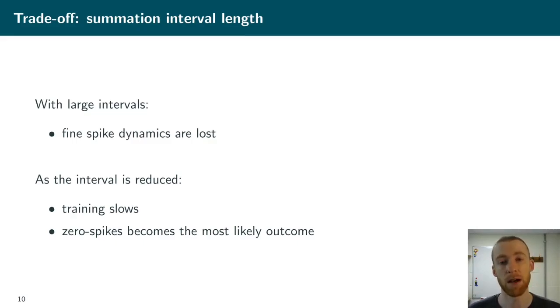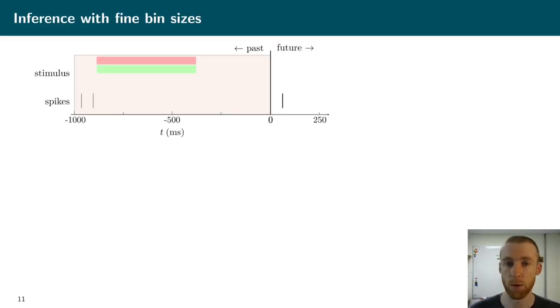And at inference time, 0 spikes can become the most likely outcome for all intervals. To illustrate this last issue, I'm going to walk through a bit of a toy example. So imagine there is an input motif that reliably triggers a single spike. And when exactly, we don't know, but let's say the spike will appear somewhere within this gray interval with uniform probability.